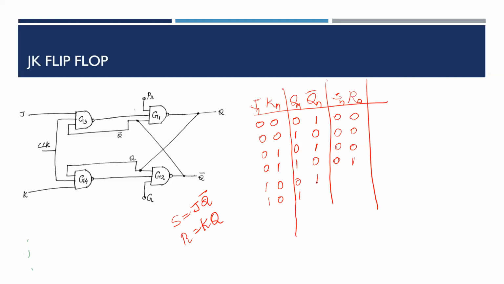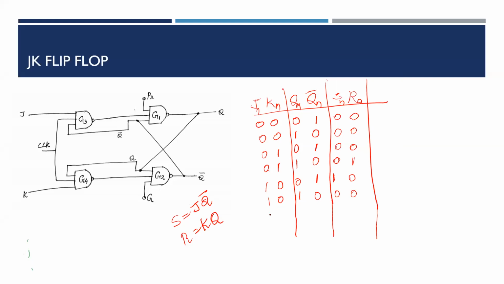QN 0 ആണെങ്കിൽ QN bar 1, QN 1 ആണെങ്കിൽ QN bar 0. So in this case, what will be the values for Sn? 1. J into Q bar, 1 into 1, 1. R is K into Q, 0. 0. ഇവിടെയോ J into Q bar, 1 into 0, 0. R is 0 into 1, 0. 0.